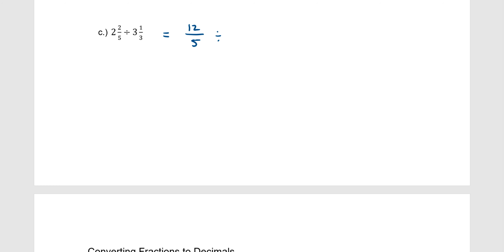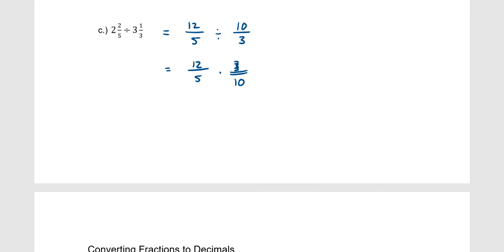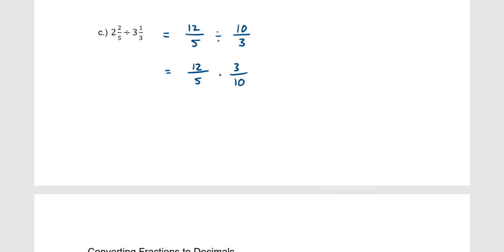And 3 1/3 becomes 10 over 3. And keep, change, flip. Keep the first one the same. Change to multiplication. Reciprocate or flip the second one. And now we can cancel some common factors here.